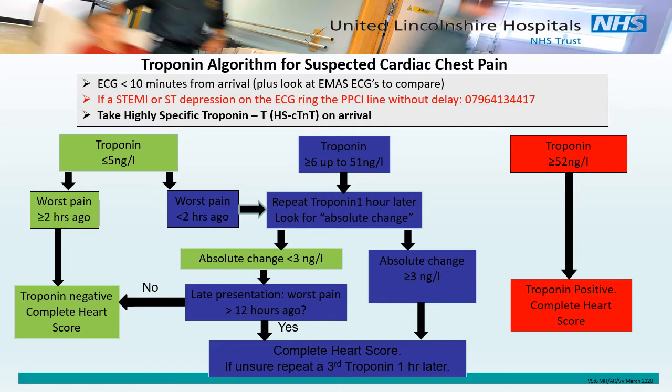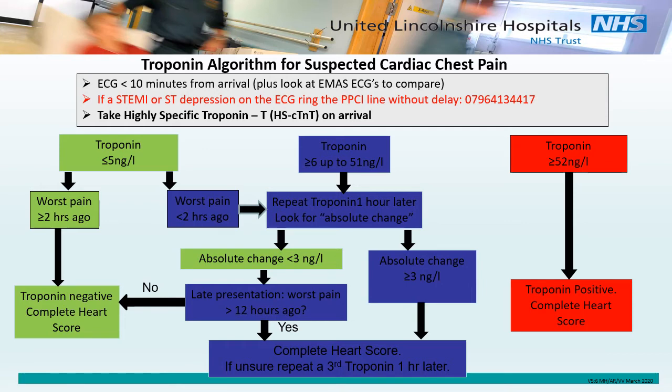If the troponin is between 6 and 51 and the patient still has that chest pain, we need to repeat the troponin in 1 hour and look for any absolute change. If the absolute change is more than 3, we will do the heart score and see if the patient is moderate or severe according to the algorithm of the heart score, and to see where the destination will be.